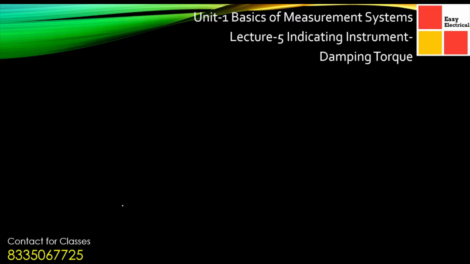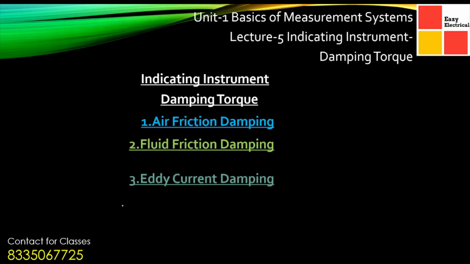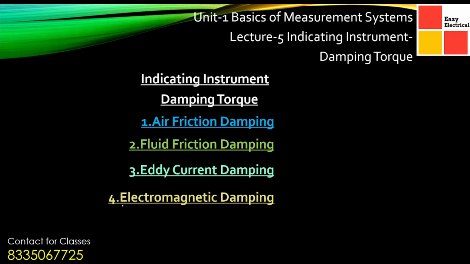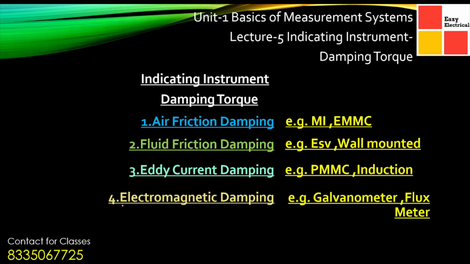Now coming to our next topic, indicating instruments damping torque. We have classified air friction, fluid friction, eddy current, and electromagnetic. To give you some examples, air friction damping is employed in MI type instruments and electromagnetic type instruments. Fluid friction damping is employed for electrostatic voltmeters, and panel mounted and wall mounted meters. Eddy current damping is used for PMMC and induction type instruments. And electromagnetic damping is used in galvanometers and flux meters.